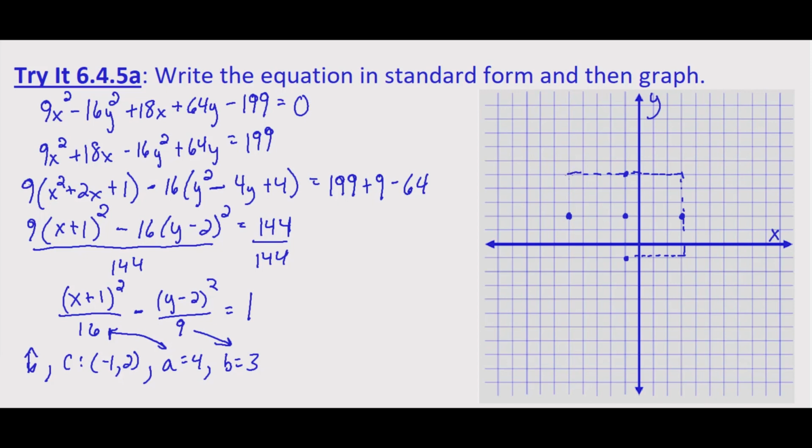And then just remember that we know it's opening, originally I think I said up and down. I don't know why I said that. The x squared term is first, so we know it's opening left and right. Whatever term comes first that's positive, that determines the direction. If it's x plus something squared minus y plus something squared, we know that it's going to open left and right. If the y terms came first, then it would open up and down.